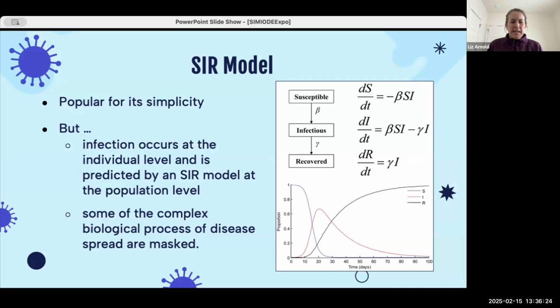And then, like I've been saying, there's a lot that goes into whether or not you get infected with a disease. And so the beta and gamma mask some of the very complex processes that are behind the spread of an infectious disease. So all of this is to motivate how can we give our students safe, concrete experiences that help them understand all of these complexities in the SIR model.